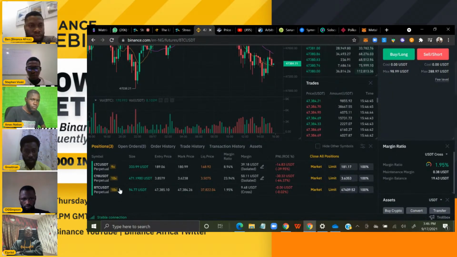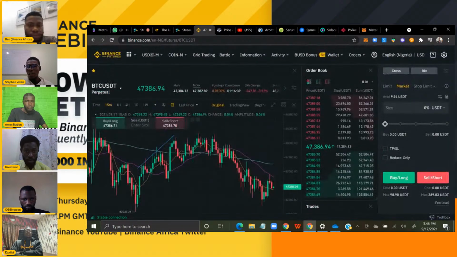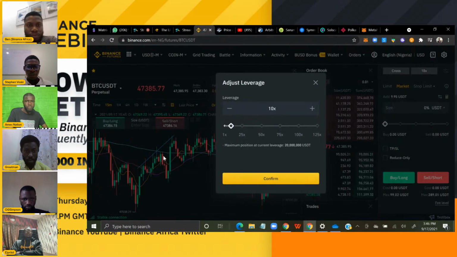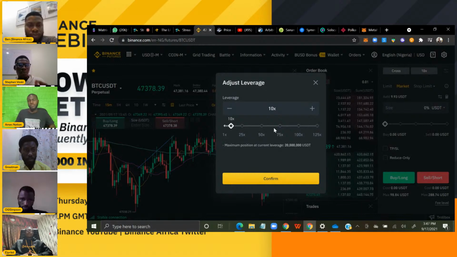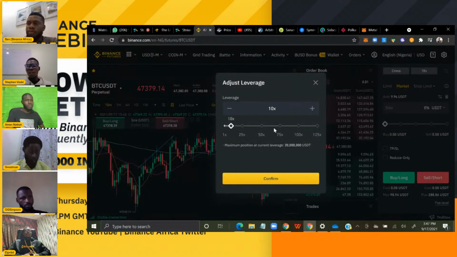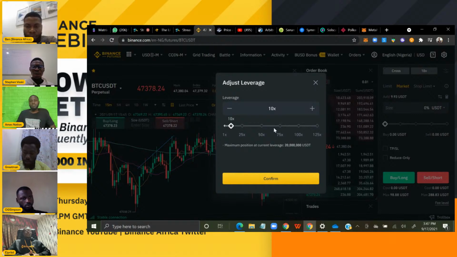I used 10x. Now 10x is leverage. These are the leverage numbers, from 1x to 125x. What this means is that if BTC goes up by 1% today, I'll be making 10% on this trade, in contrast to what you get in spot. Normally on spot, if BTC goes up by 10%, you only make 10% of your capital.